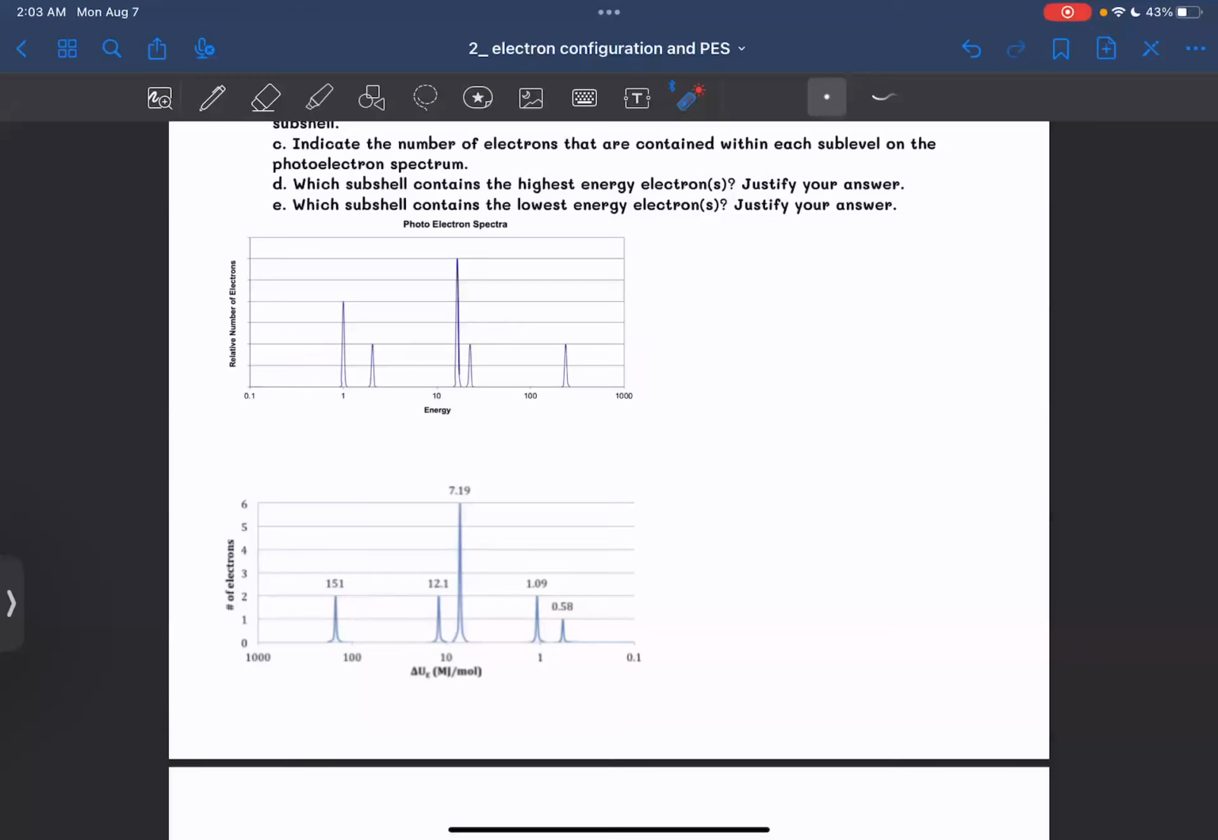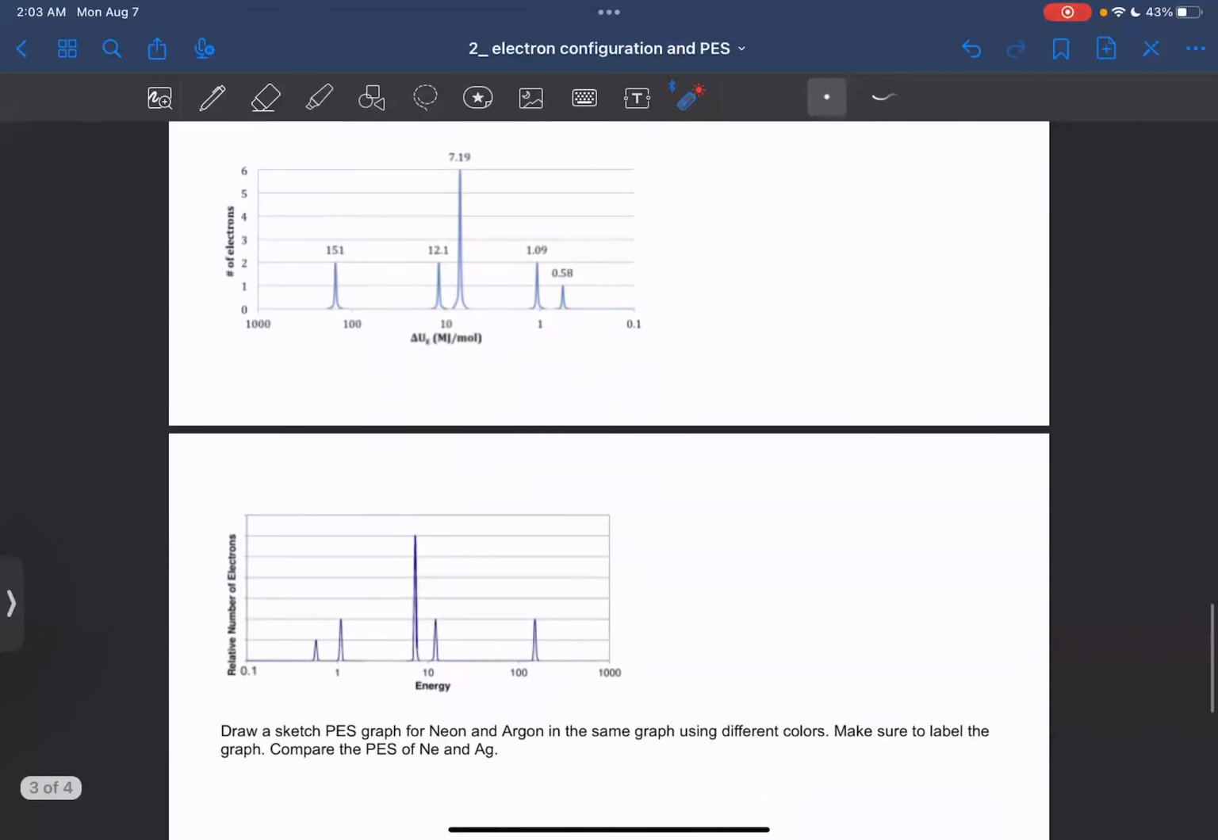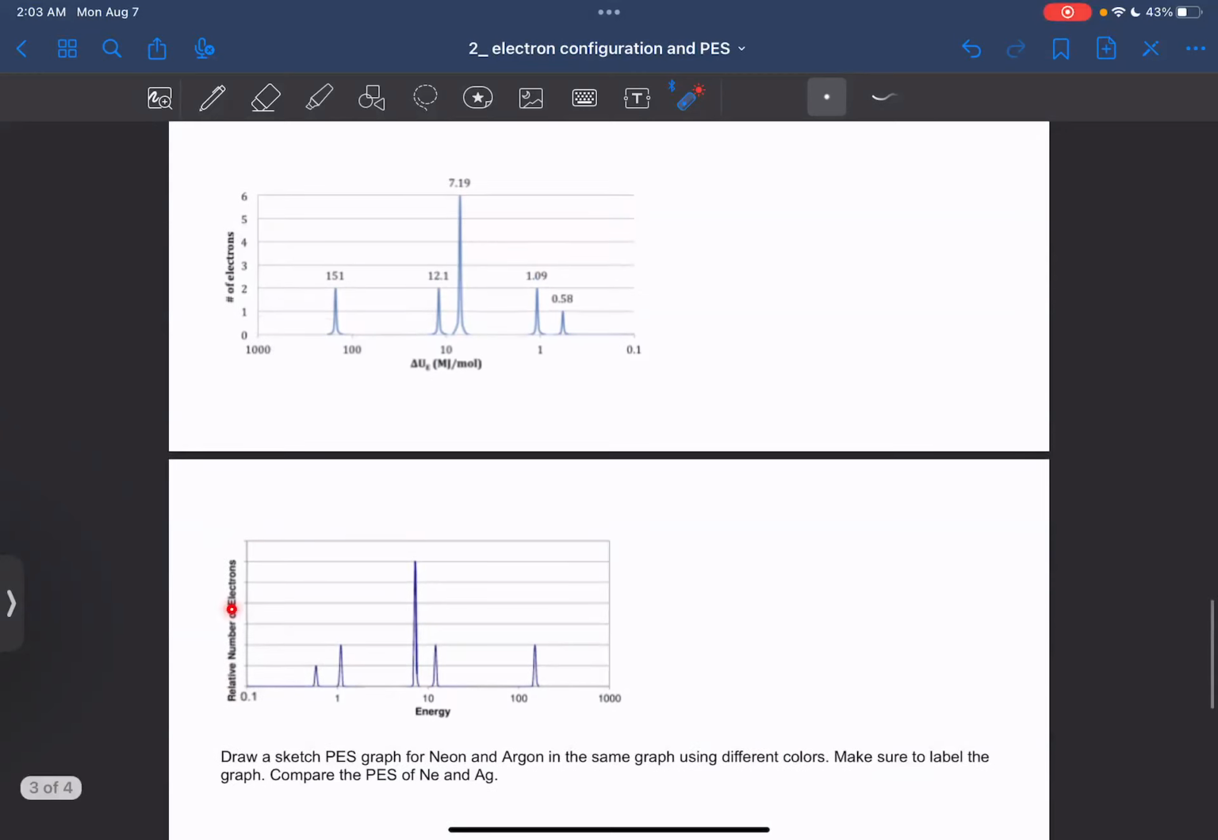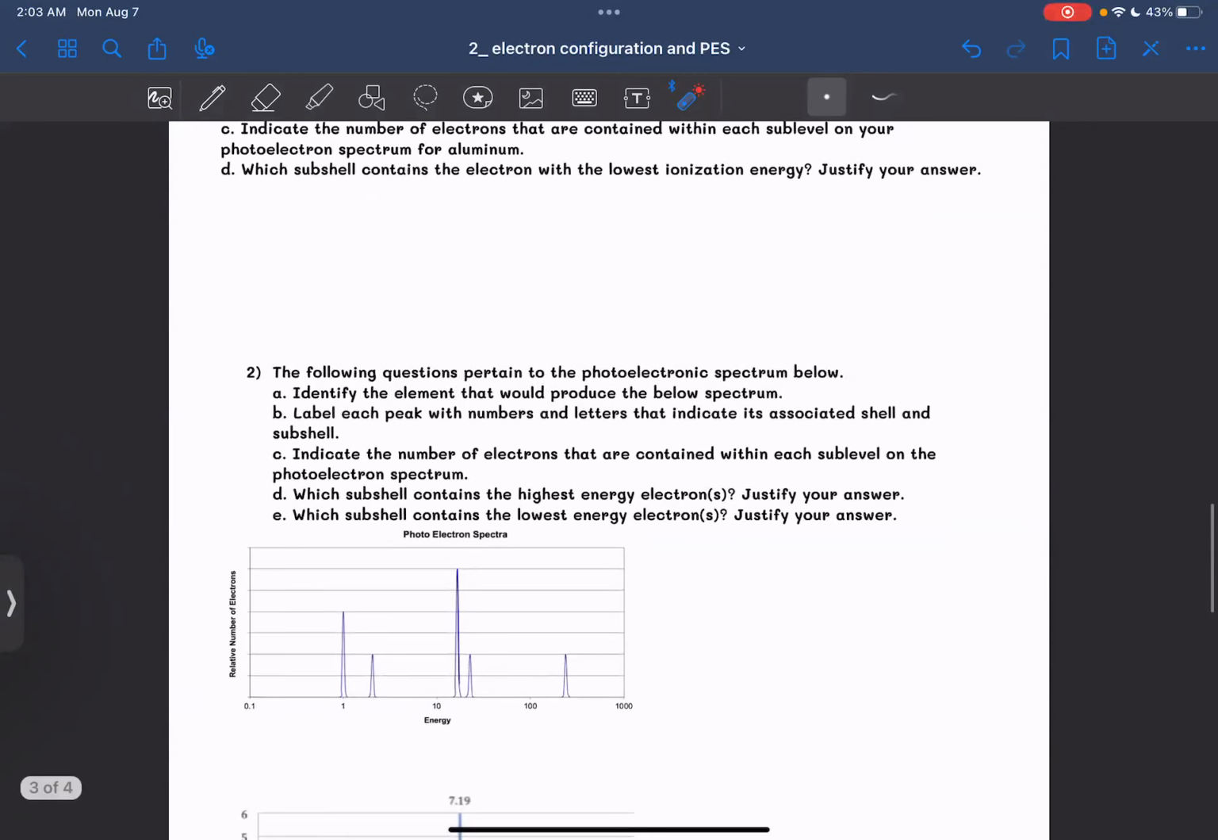A lot of times they just say energy. Sometimes you see U, which is potential energy. A lot of times they have units, but sometimes they don't write units, which is fine. Also on the side, the Y component, you'll see the number of electrons or a related number. Again, a lot of the time they will give you the number of electrons, but sometimes they don't tell you what the number of electrons is. So you just need to make sure that you are looking at them.